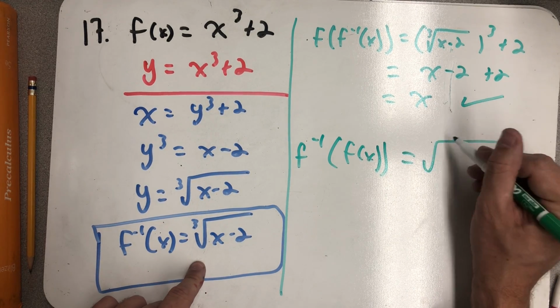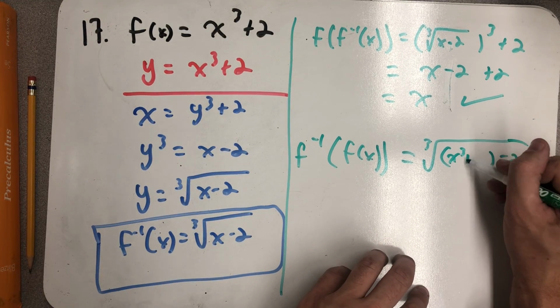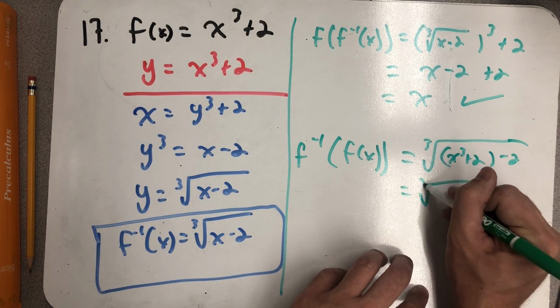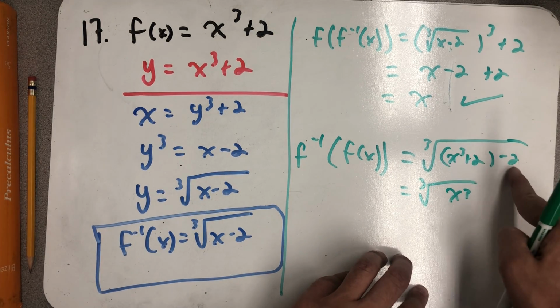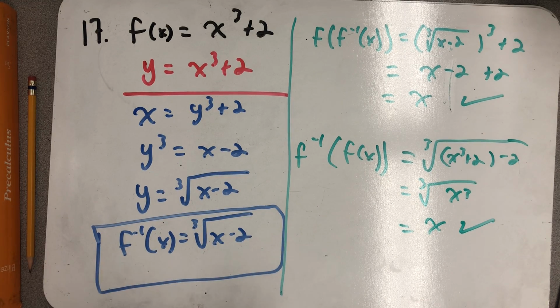This time I have the cube root of something minus 2. Plug in the function. Plus 2 minus 2 cancel. I have the cube root of x cubed, which is x. And those really are inverses of each other.